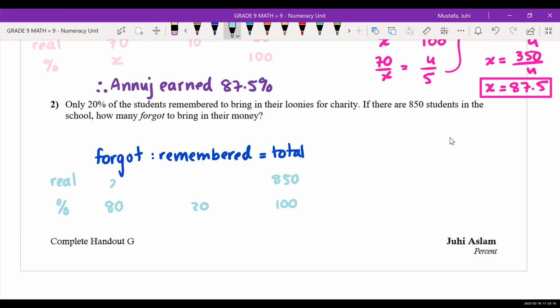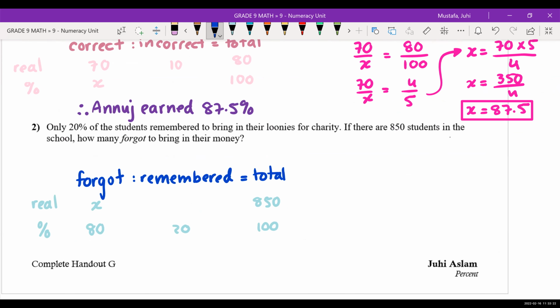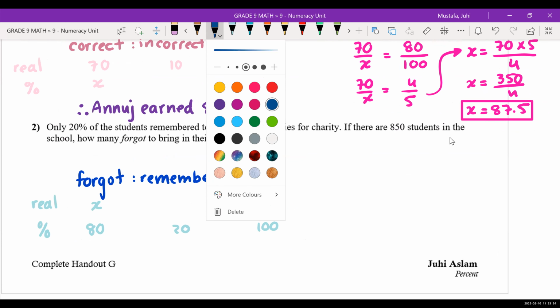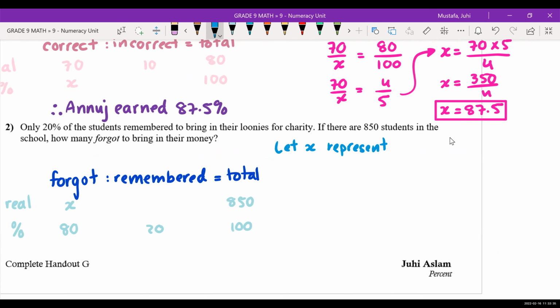That means I'm going to put my X right over here. I guess I'll be consistent with my previous question. I will write my let statement up here. So it honestly doesn't matter. I'm just trying to keep it the same. Let X represent students who forgot their money.